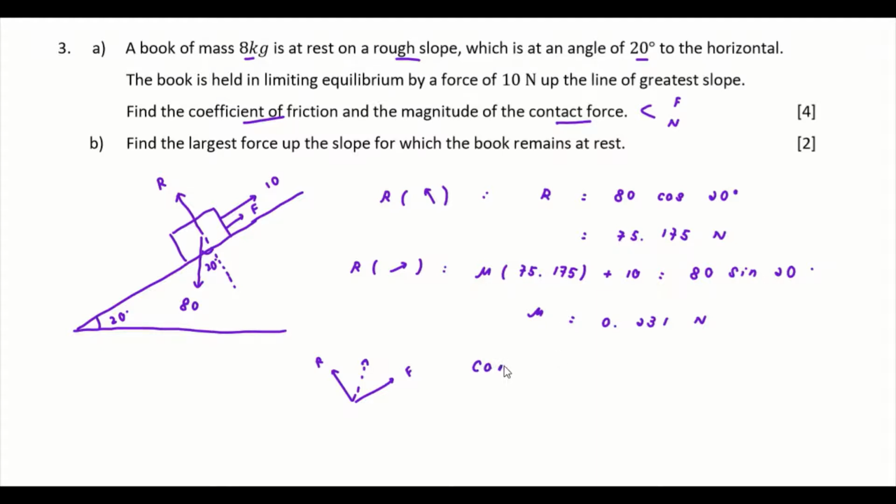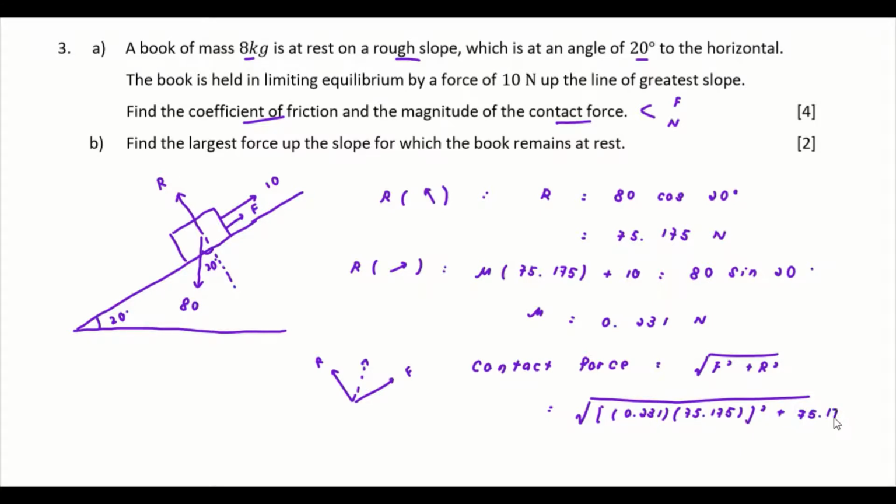Contact force is equal to the square root of friction squared plus normal reaction squared. From here you can substitute your friction. I don't think we have the value here, so you can just substitute mu R squared, plus R, 75.175, squared. Solve it with your calculator and you will get your contact force.